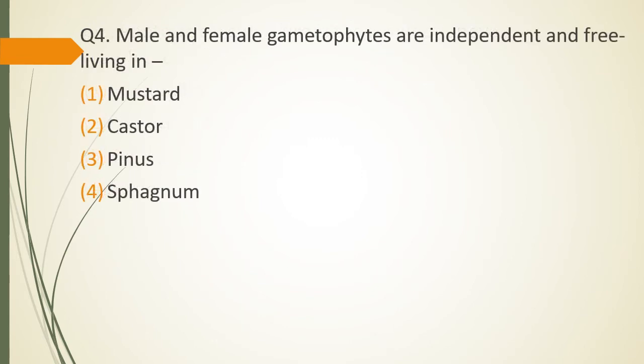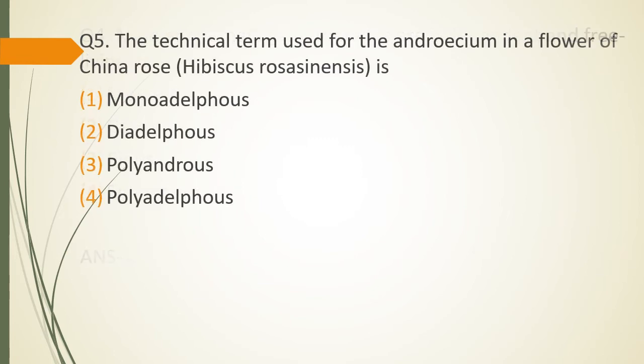Question number 4. Male and female gametophytes are independent and free living in mustard, castor, pinus, sphagnum. Male and female gametophytes are independent and free living in. The correct answer is option 4, sphagnum. Question number 5. The technical term used for the androecium in a flower of China rose is monoadelphous, diadelphous, polyandrous, polyadelphous. The correct answer is option 1, monoadelphous.